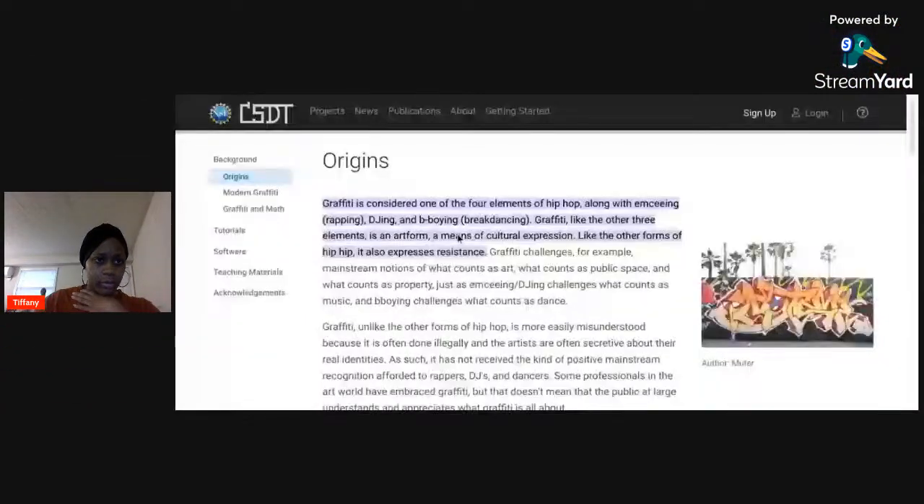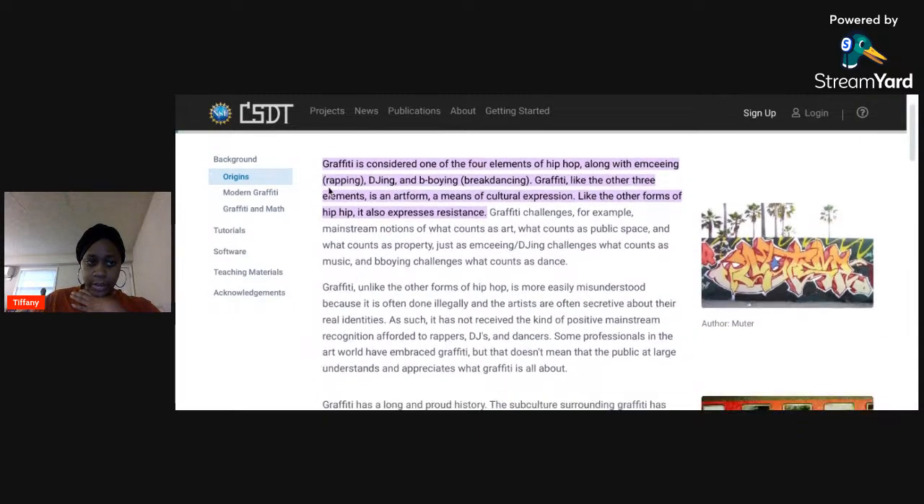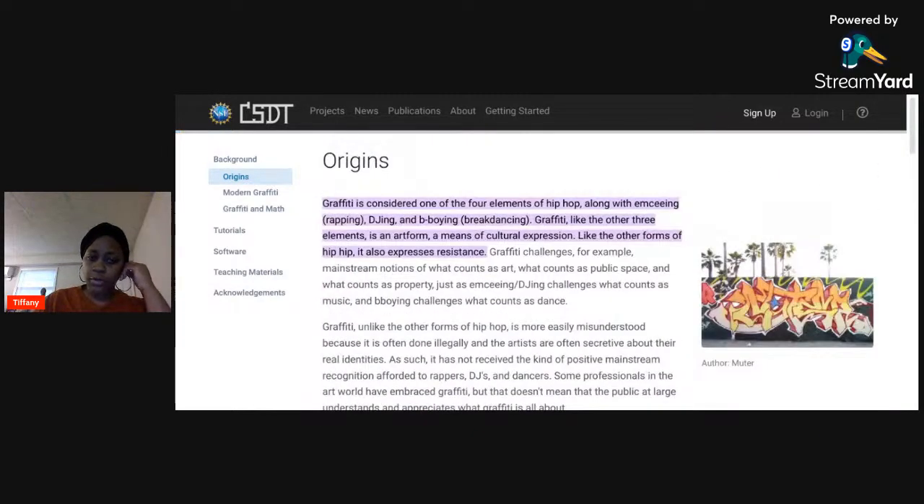So I want to show you guys this real fast. This here comes from an article, a website called csdt.org. Alrighty. So this article speaks on how graffiti is part of the elements of hip hop. So it says graffiti is considered one of the four elements of hip hop, along with MCing, rapping, DJing, b-boy, breakdancing. Graffiti, like the other three elements, is an art form and a means of cultural expression.